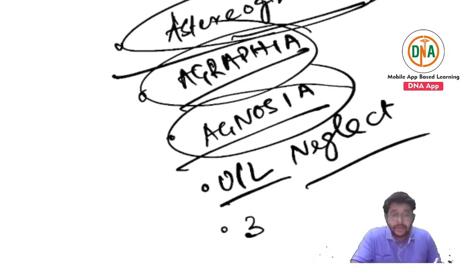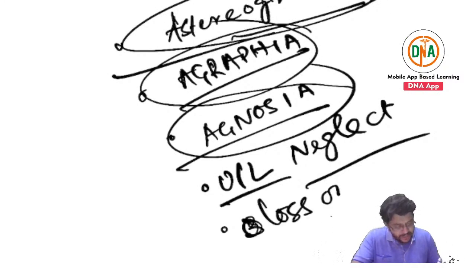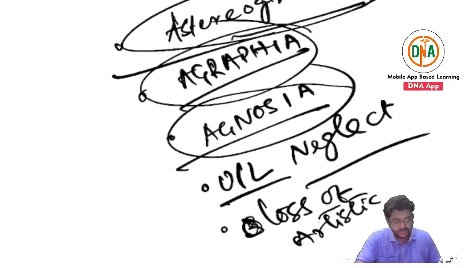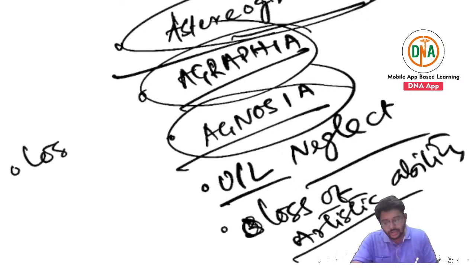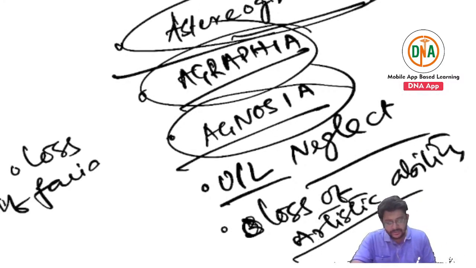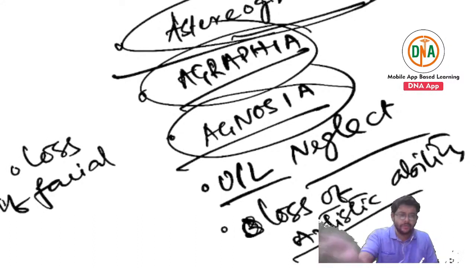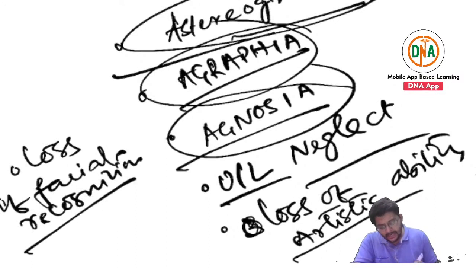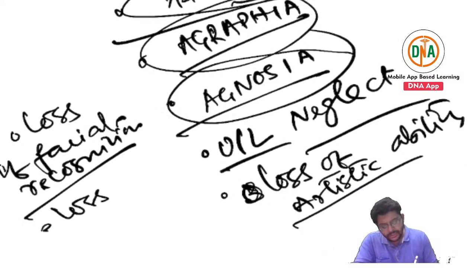Also there will be loss of artistic ability. A person who used to sing well has lost his singing capacity and music skill; one who used to draw well has lost his drawing capacity. So loss of artistic ability and loss of facial recognition, definitely. These are basically 2+2, 4. Already we have discussed loss of facial recognition. And ultimately, loss of 3D orientation. So, all these things.